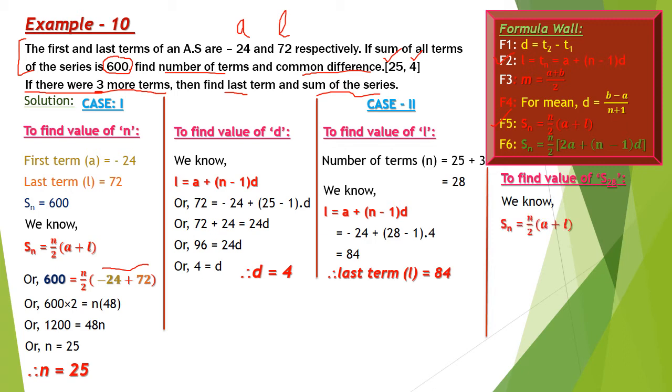Sn equals n by 2 times (a plus l). That means S28 equals 28 by 2 times (minus 24 plus 84). That is 14 into 60, which is 840. Now 240 is added: the sum of the last 3 terms is 240. Up to 25 terms, the sum is 600. Up to 28 terms, the sum is 840. So the sum of those 3 terms, 26, 27, and 28, is 240.